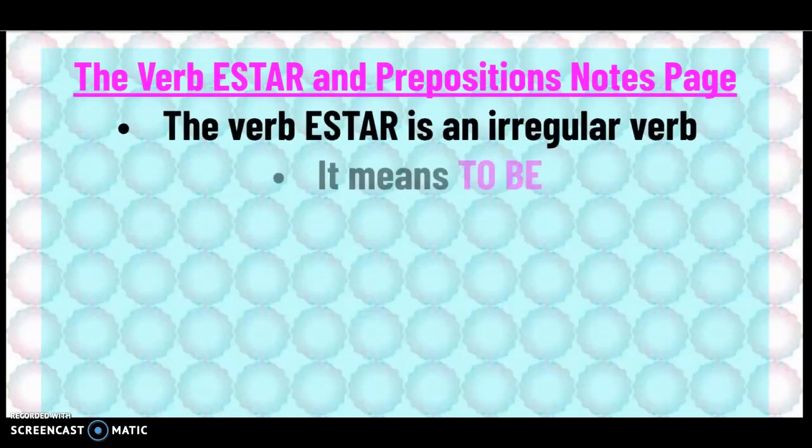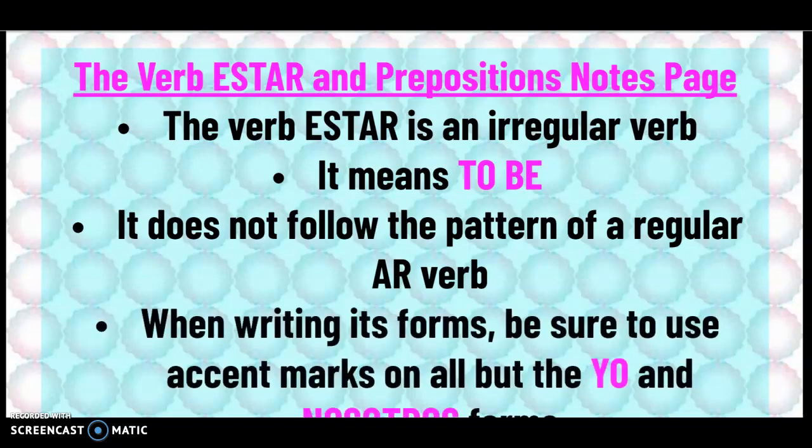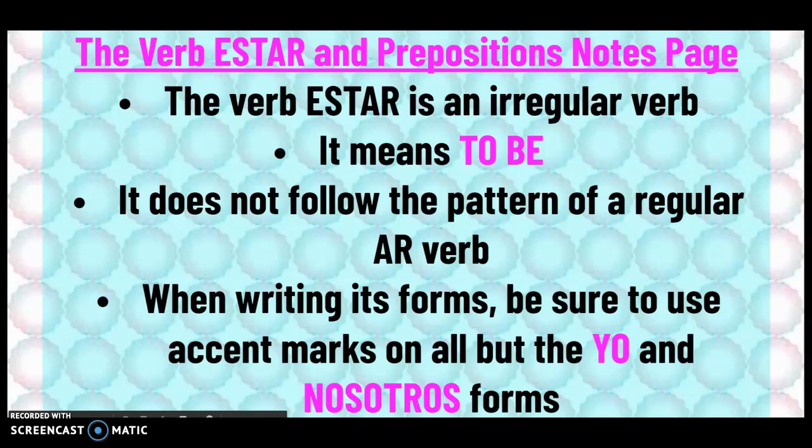Estar is an irregular verb that means to be. It doesn't follow what a regular AR verb does. So you don't drop the ending and add an o, as, a, amos, áis, an. Instead, it's a little different. So, let's see, let me scooch this down.